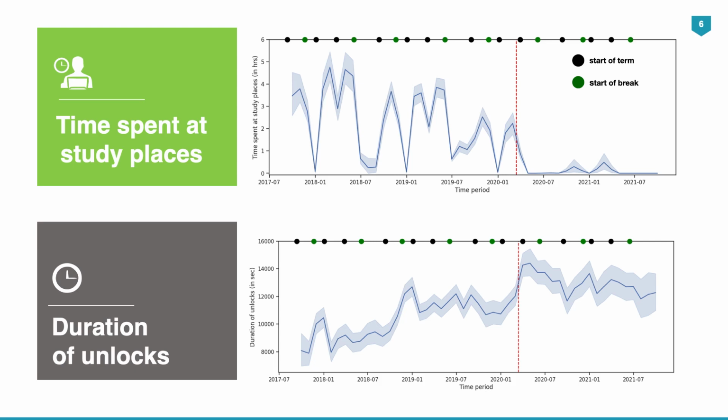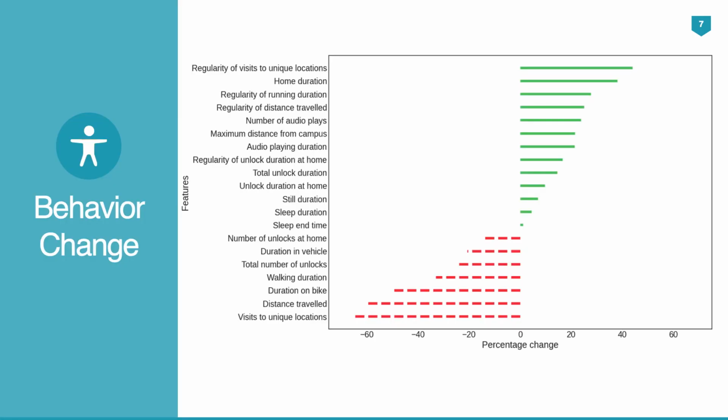The vertical line is March 13, 2020, when COVID was declared a national emergency in the US. The x-axis is the time period for both the figures. In the first figure, we plot the time spent at study places within the campus. We can see that immediately following the national emergency announcement, there's a sudden decrease in time spent at study places. On the other hand, in the second figure, the duration of unlocks of the phone increases following March 13. We perform similar pre-post analysis with all the features that we collect.